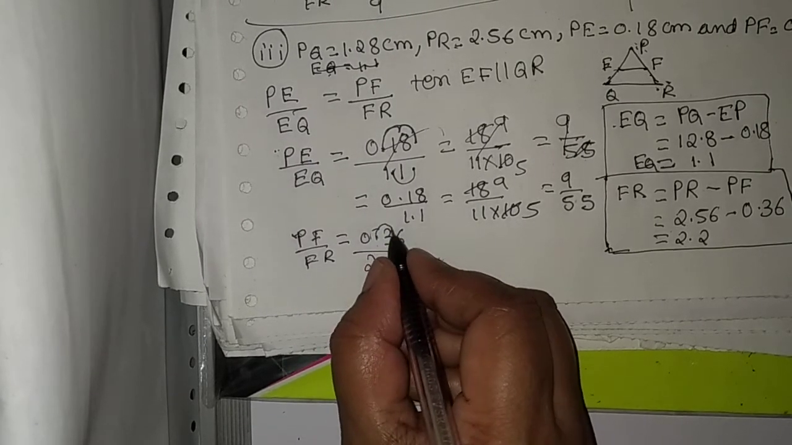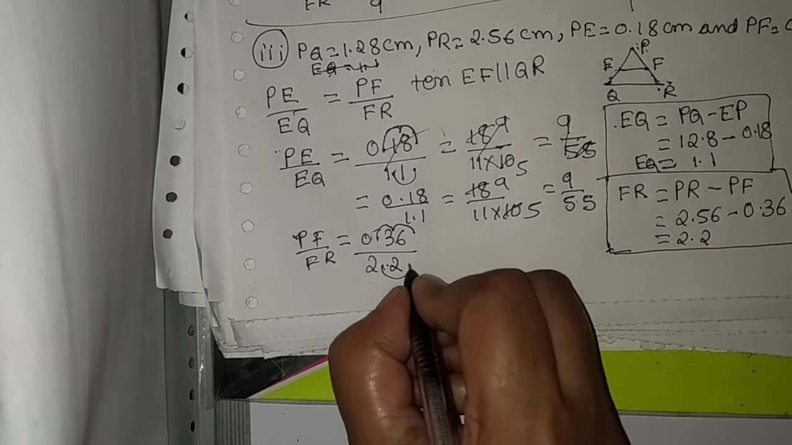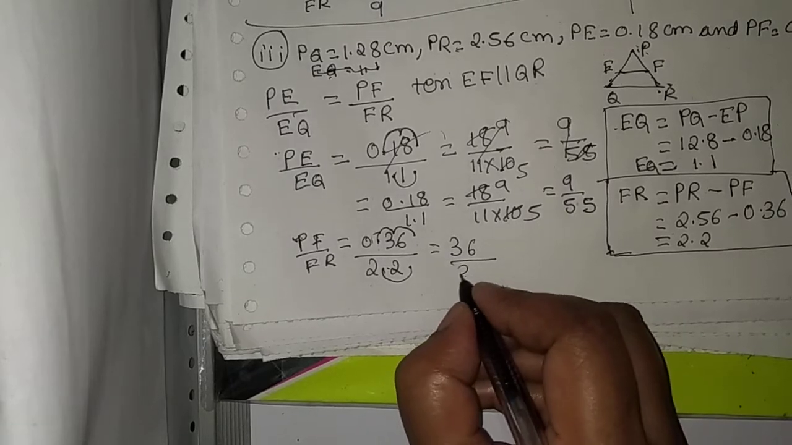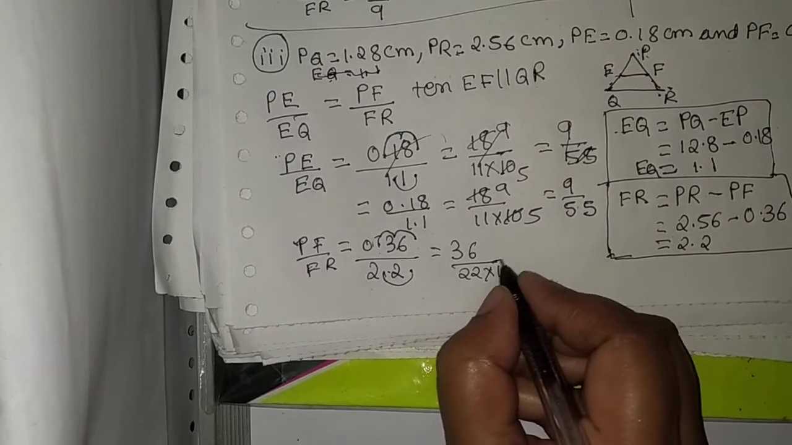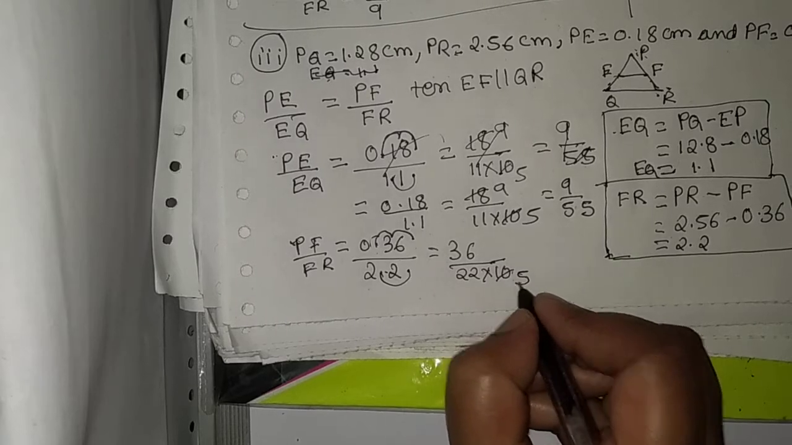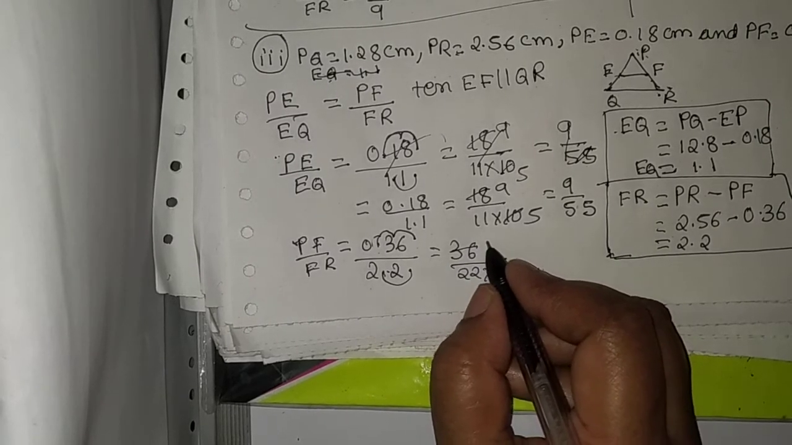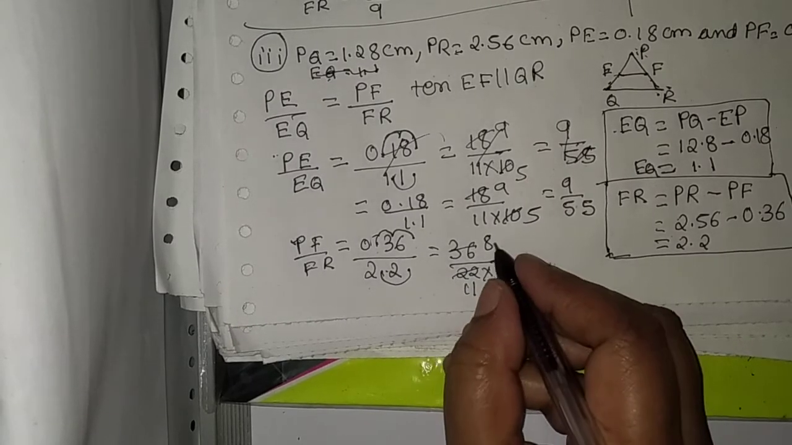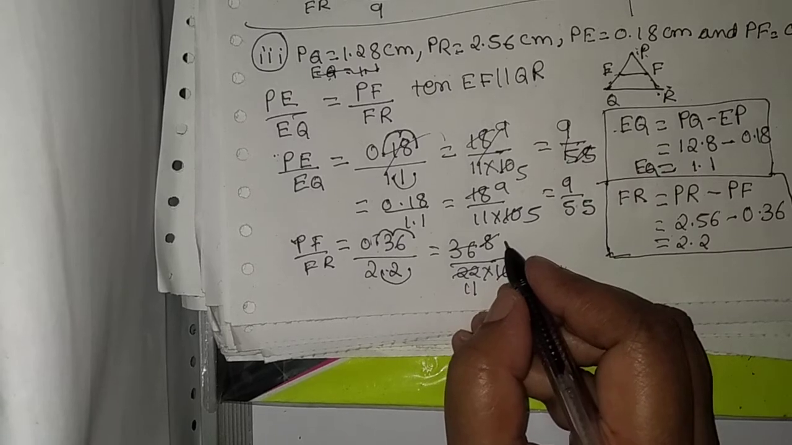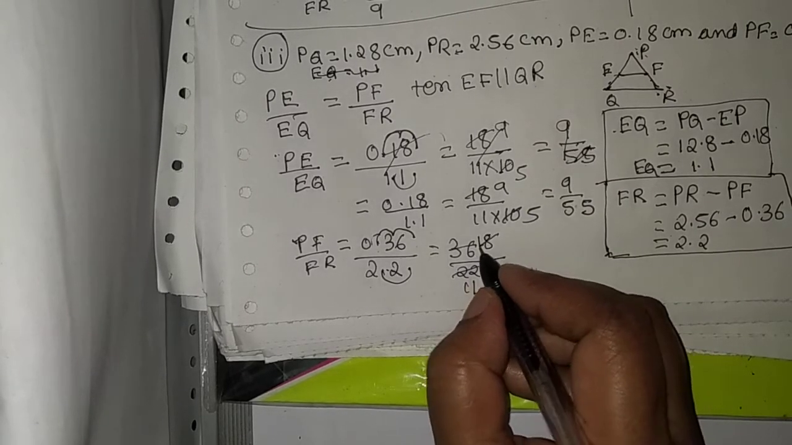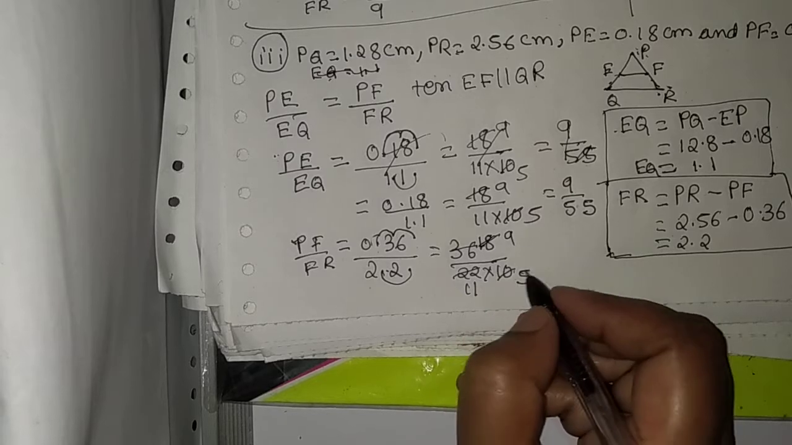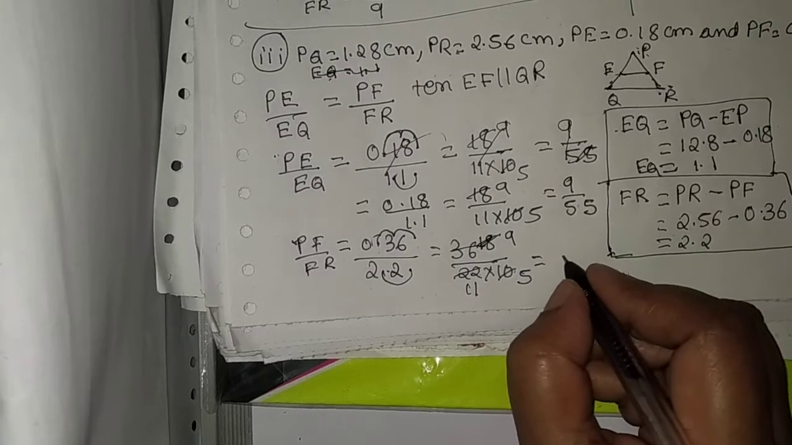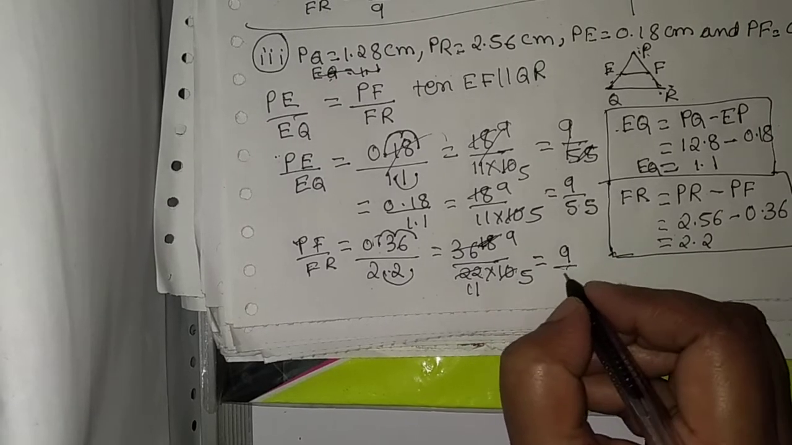Shift this decimal point by 2 places, here 1 place. Then we get 36 by 22 into 10. Now this one is 5 times, then this is 8 times. Then again this goes by 11 times, and this is 18 times, then 9. This one goes by 9 and 11. Finally we get 9 by 55.